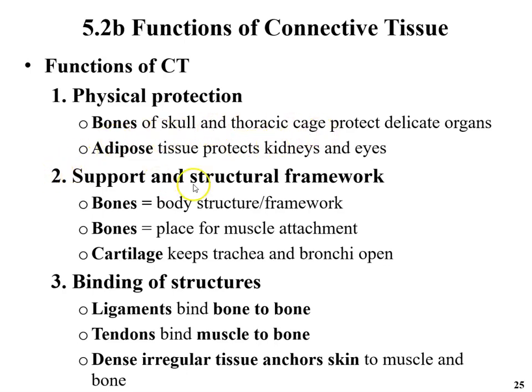Number two, support and structural framework. The bones of the body give the body structure and a framework and a place for muscle attachment. Cartilage helps keep the trachea and the bronchi open. Number three, connective tissue binds structures. Ligaments bind bone to bone, tendons bind muscle to bone, and dense irregular tissue anchors the skin to muscle and bone.